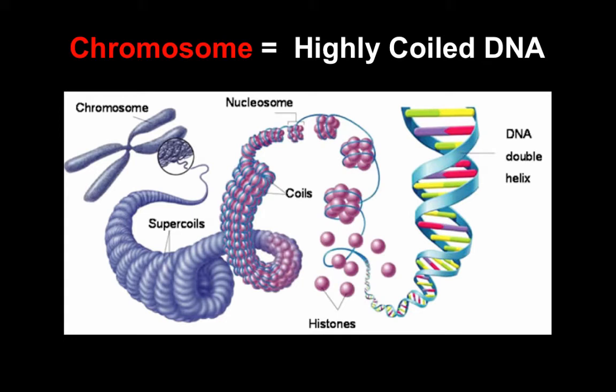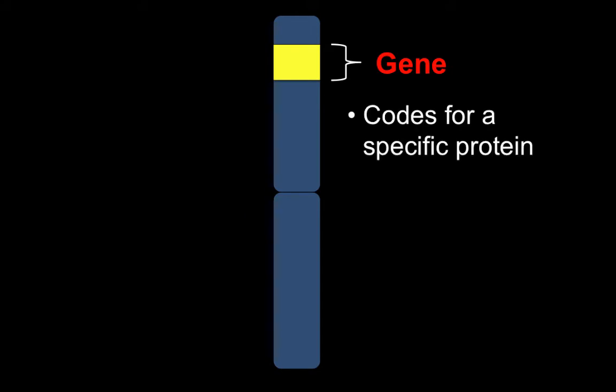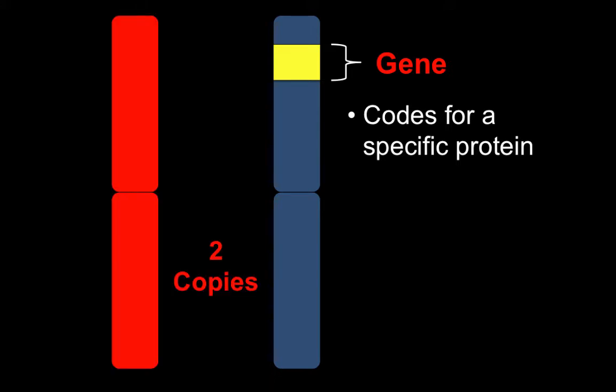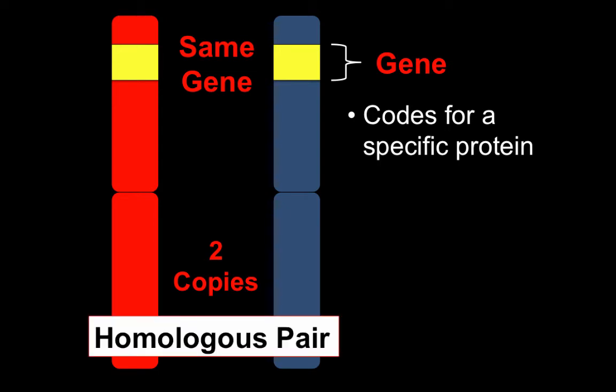Remember, chromosomes are just highly coiled pieces of DNA. On each of your chromosomes, you have a number of sections of DNA called genes, and each one of those genes codes for a specific protein, which can then go on to make a trait. Now, you have two copies of every one of your chromosomes. One came from mom and one came from dad. They both have the same genes, and they're called homologous pairs.